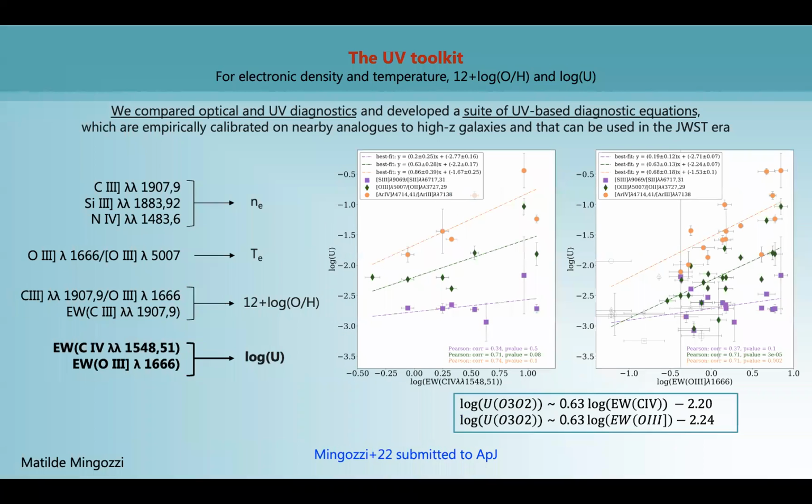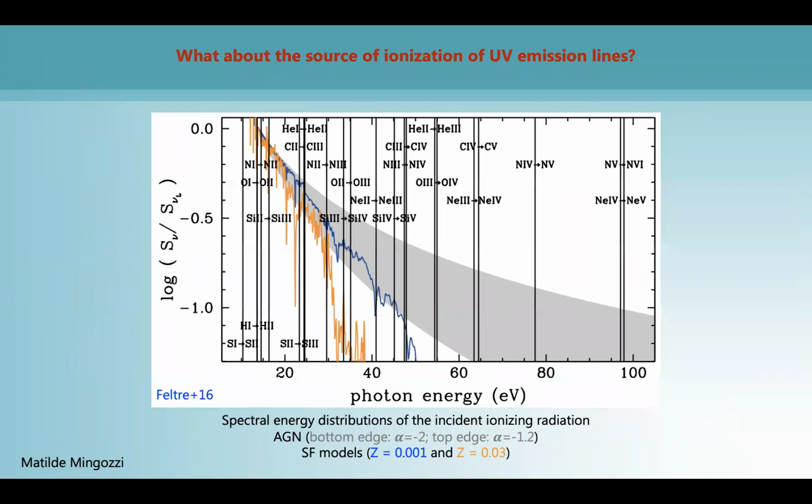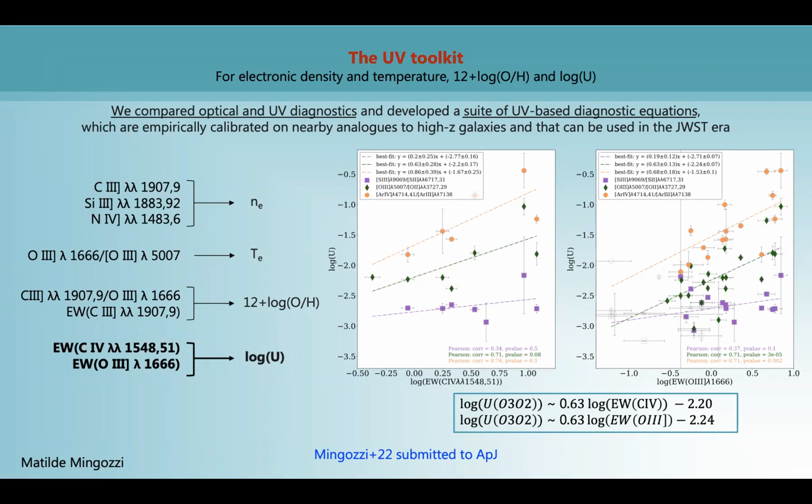And for the ionization parameter, we find a good correlation using the equivalent width of the carbon 4 or the equivalent width of the oxygen 3. So in some way, this can help to break some degeneracies. Having said that, this is part of the UV toolkit that we are creating.